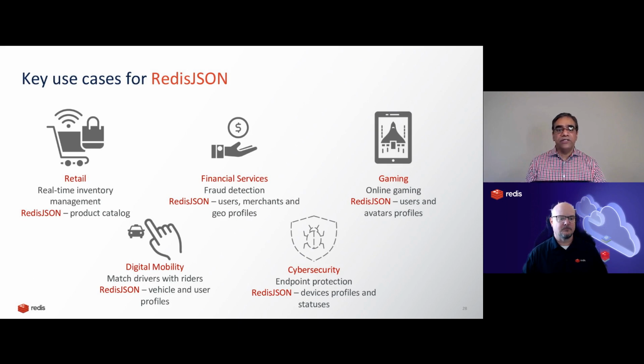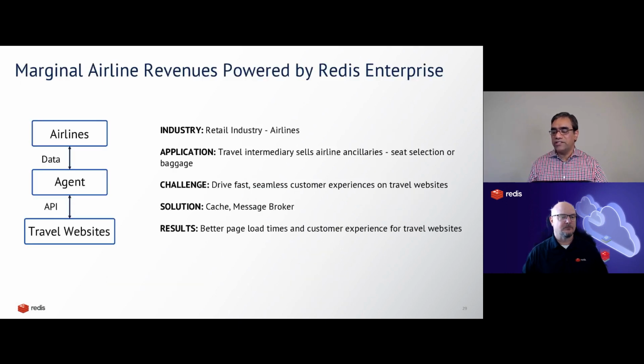For fraud detection use cases, location profiles can be stored within Redis, and then location can be tracked for fraud detection purposes or for any other purposes like geo search, for example. With capabilities of Redis Enterprise, the possibilities are just endless. So let me share a couple of use cases here.